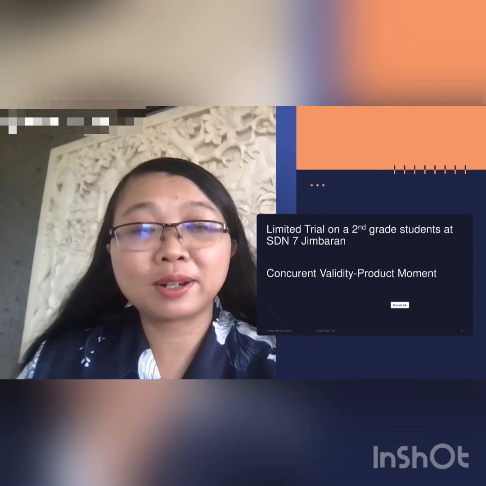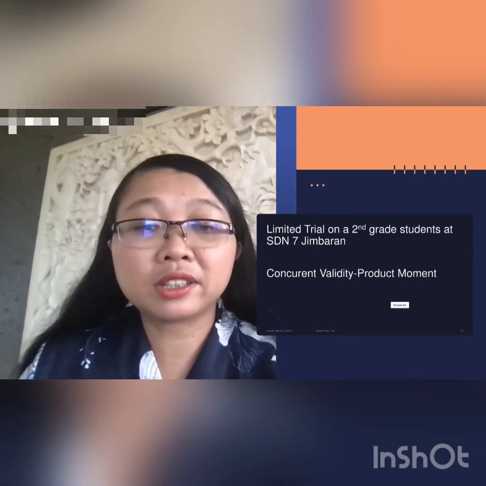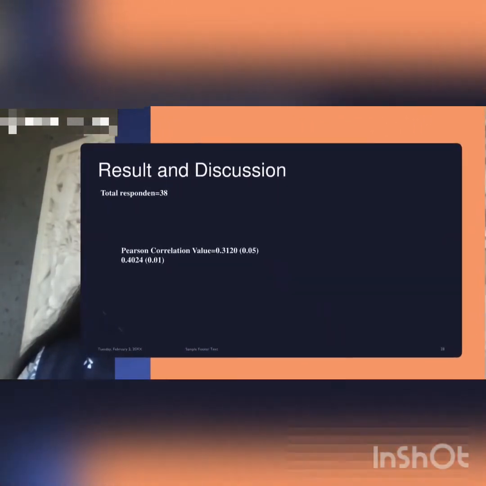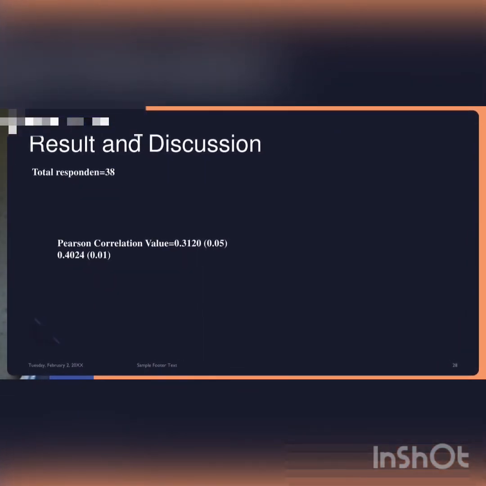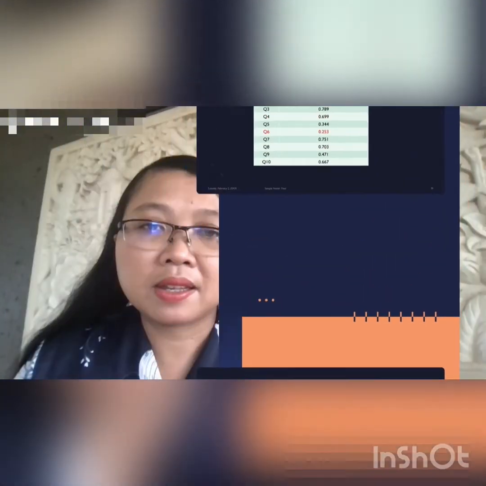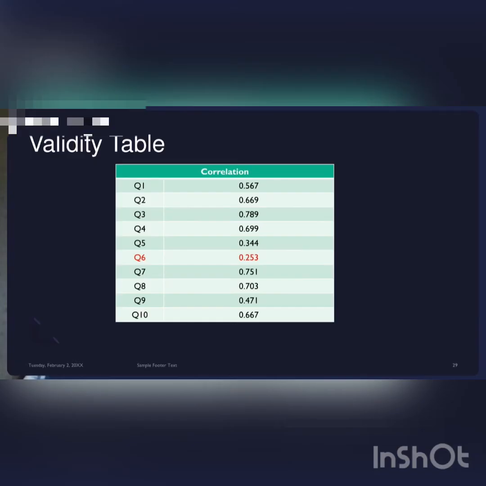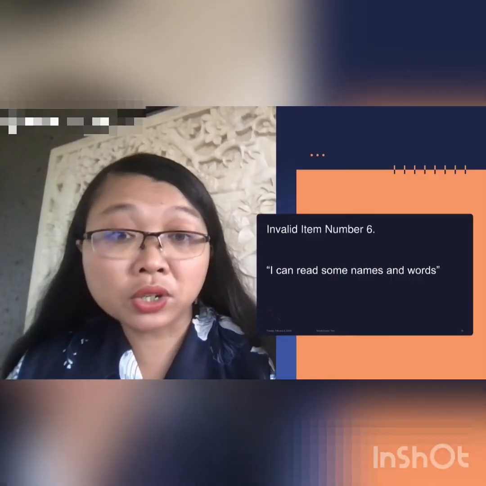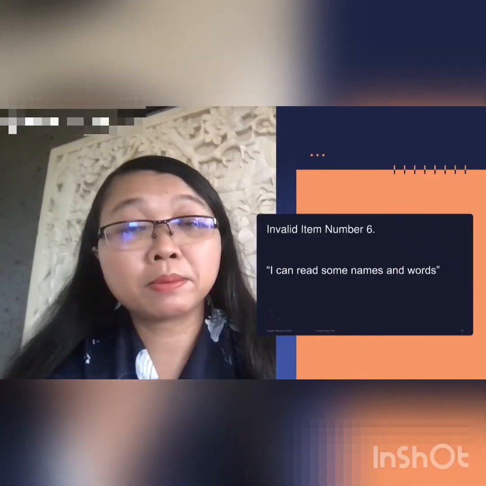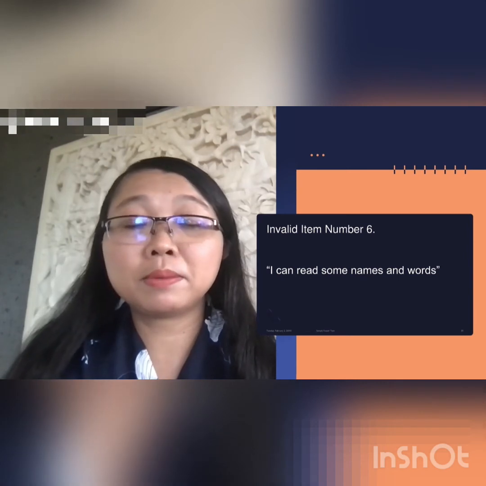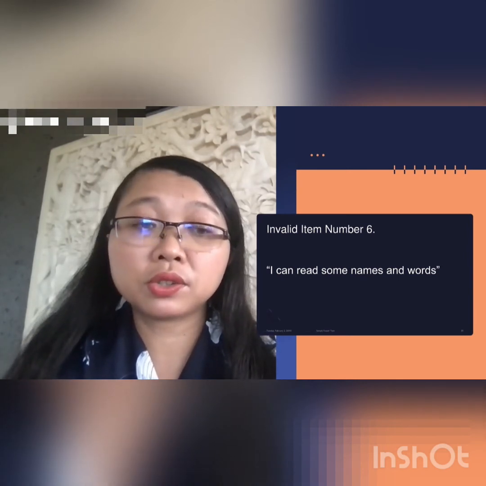We were also testing the empirical validity using the product moment correlation, and we calculated using SPSS. Because the total respondents are 38, this is the value that we're looking for in significance of 0.05 and 0.1. And now let's take a look at the results. Only question 6 is invalid. It might be invalid because the question was not very clear. The question might not be understood. The statement might not be in accordance with the objective of the research, or the respondent hesitated to answer.